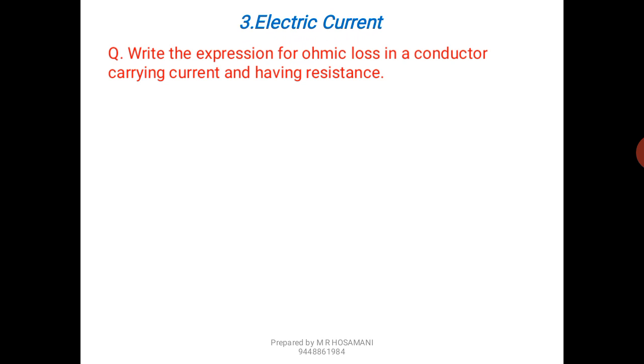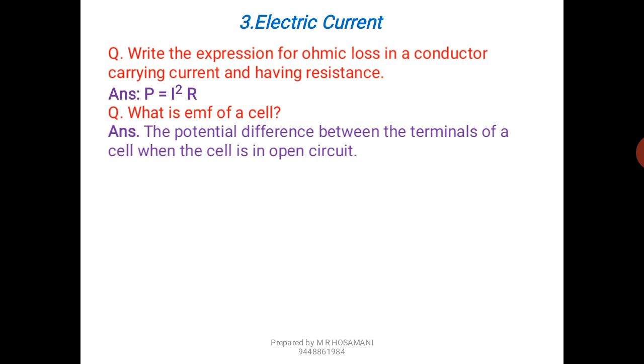Okay, so the next question is, write the expression for ohmic loss in a conductor carrying current and having resistance. Ohmic loss means the loss of electrical energy in the form of heat. So that is P equal to I square into R. Cleared? So what is EMF of a cell? The potential difference between the terminals of a cell when the cell is in open circuit. Clear?